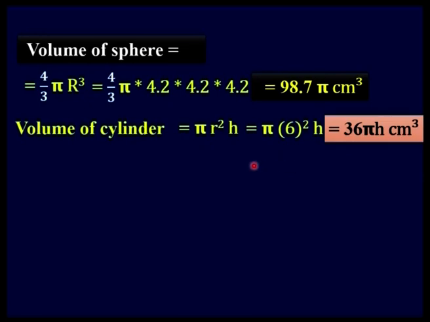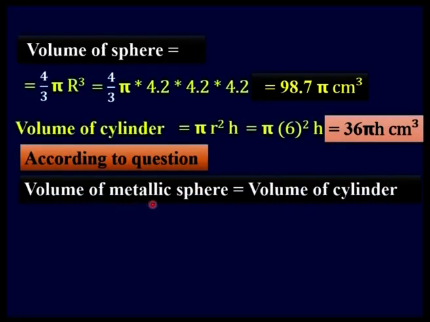Now, children, we just discussed that in the conversion of solids from one form to another, the volume is common. According to our question, the sphere is converted into the cylinder, so the common thing is its volume. So, write the given data. According to the question, the volume of the metallic sphere is the same as the volume of the cylinder.